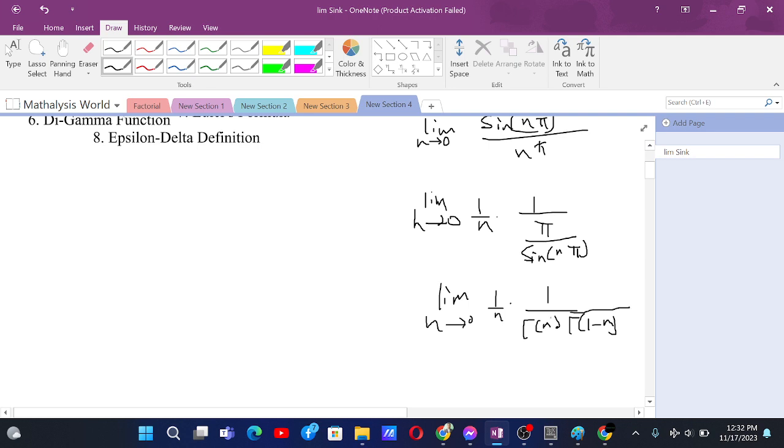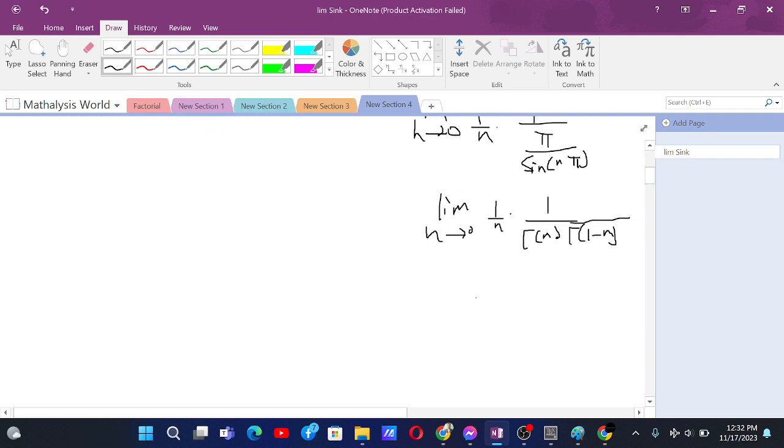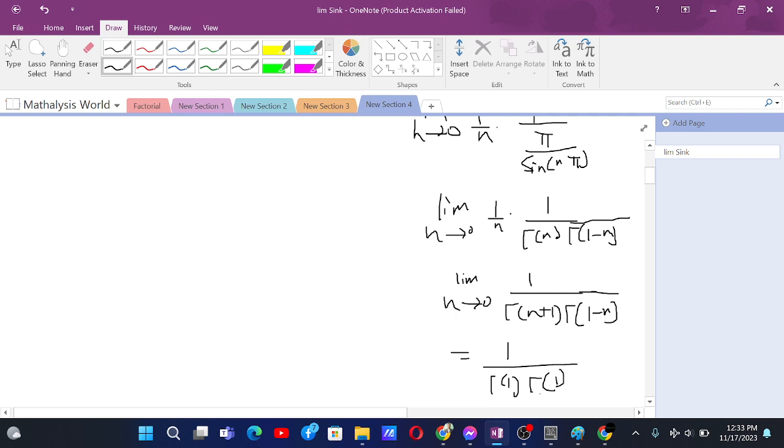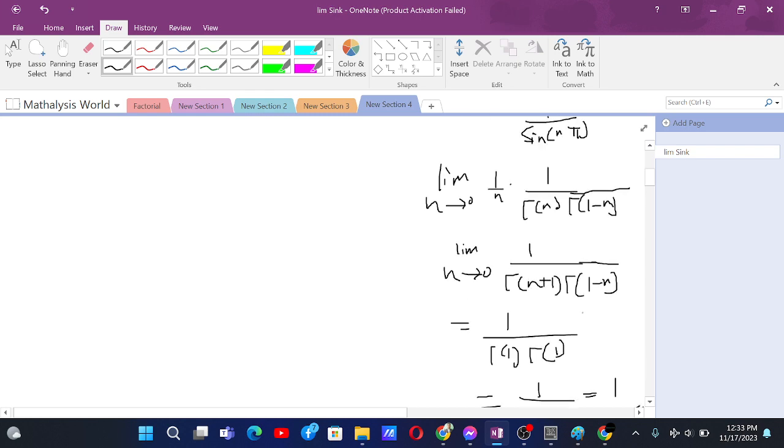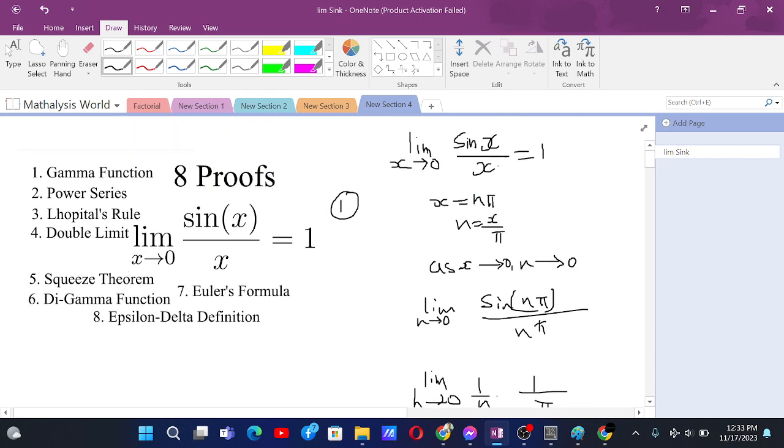Now you might notice that we have n times gamma n over here, so that's gamma n plus 1. Limit n goes to 0, 1 by gamma n plus 1, gamma 1 minus n. Now put the limit n at 0, and you get 1 by gamma 1, gamma 1. Gamma 1 is just 1, so we have 1 by 1 into 1, that's 1. And we have proved that this limit in fact equals 1. So this is our first way.